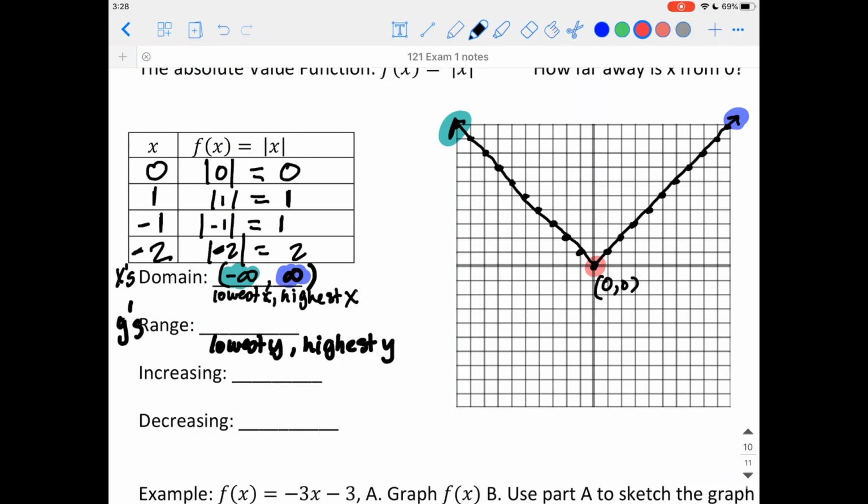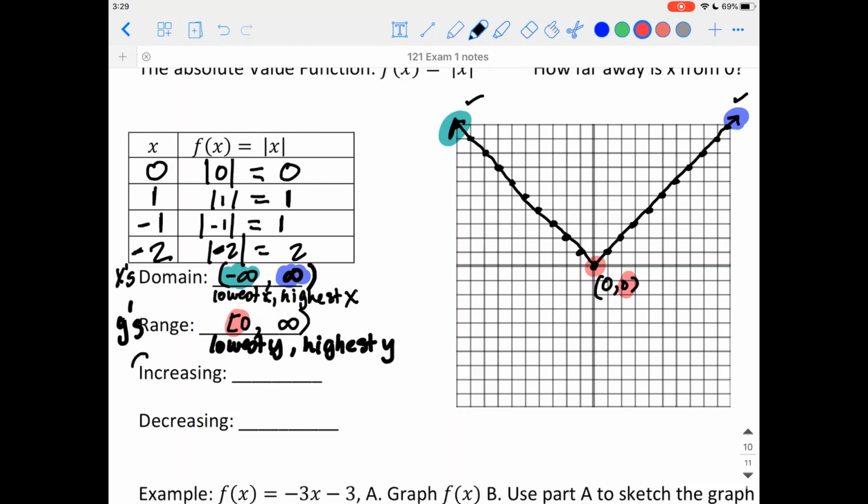So technically I should say that the y value is that number right there. So that's our lowest y value. And it is a point on the graph, so it's going to be bracket 0. And our highest y value technically is a combination of these two arrows here going forever up. So forever up is going to be infinity with the parentheses.